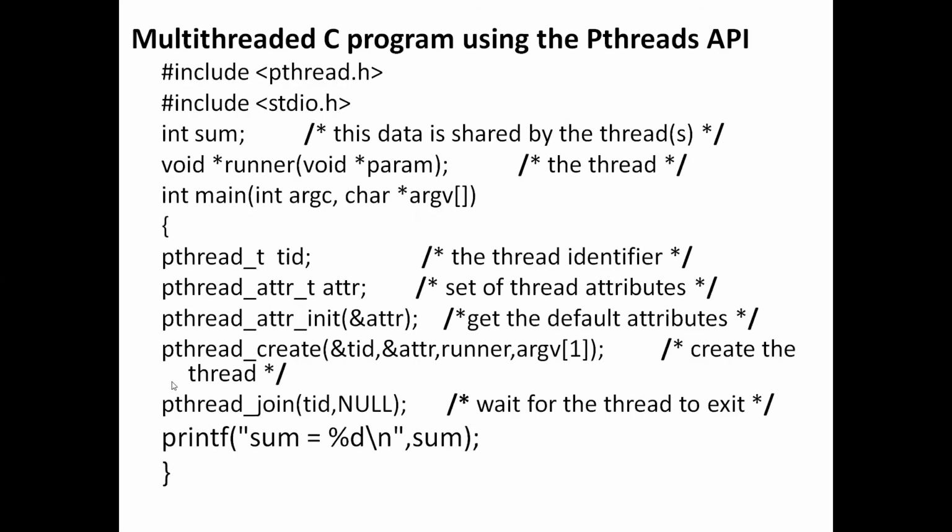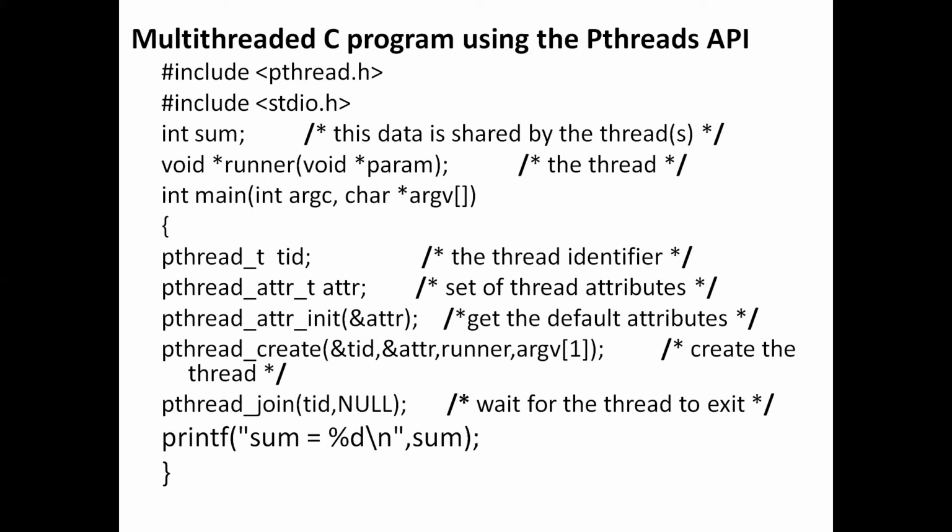Next, coming to the main program. After executing the runner method, control again comes back here. Here we have another statement, pthread underscore join, which blocks the main until the runner method gets executed. This pthread underscore join method is used to block the main method until the runner method gets executed, and it passes a null value to it.